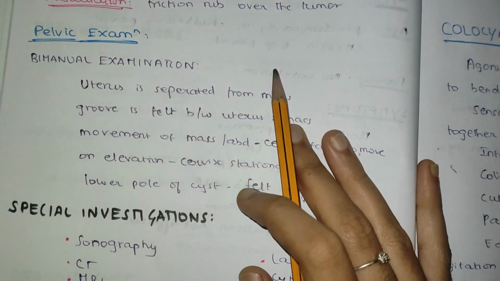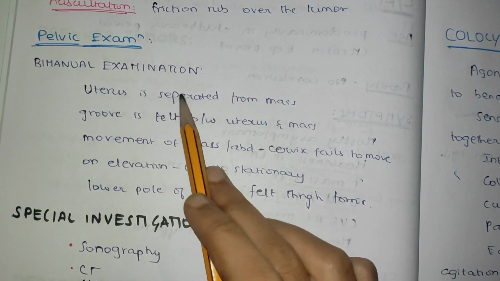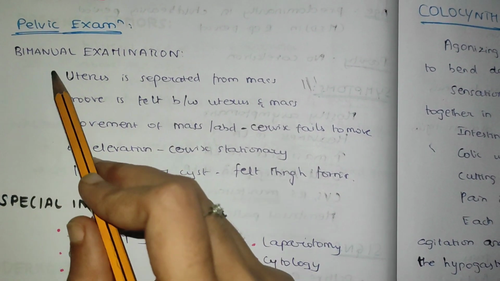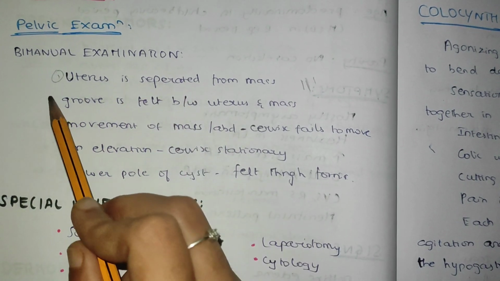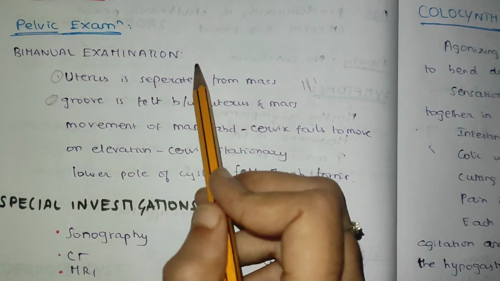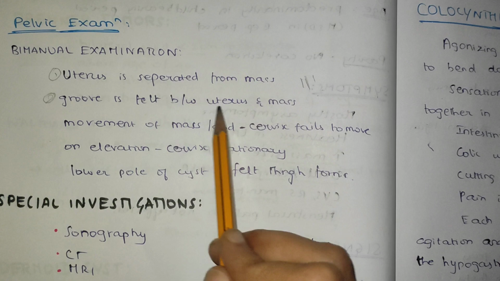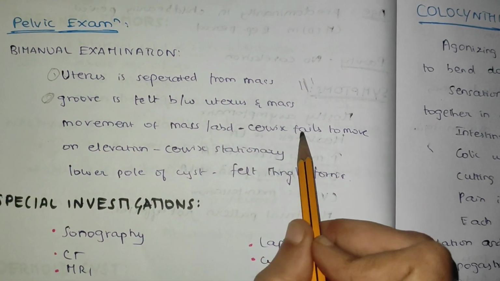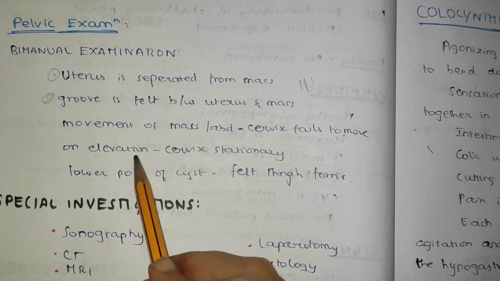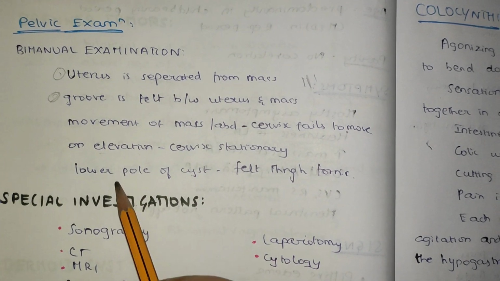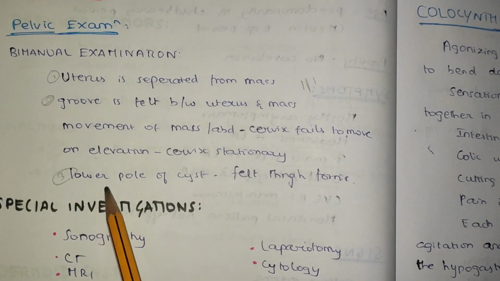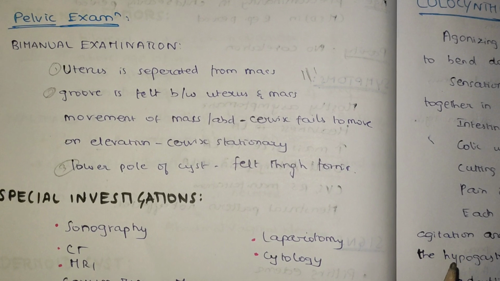Next is the pelvic examination. On bimanual examination, there are points to note. First, the uterus is separate from the mass. Second, a groove is felt between the uterus and the mass. On movement of the mass or abdomen, the cervix does not move, and on elevation of the mass, the cervix is stationary. Third, the lower pole of the cyst can be determined through the fornix.